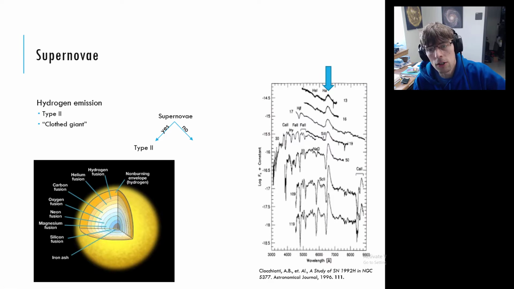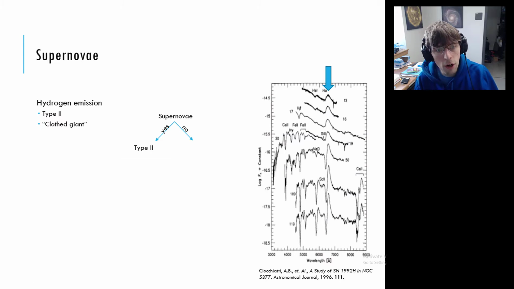Okay. Now you notice right here, I have the hydrogen alpha line marked, and you can see this emission. That means that hydrogen was present, that outer layer was still intact when the explosion occurred. So this would automatically be a type 2 supernova. Now I have a flow chart here. So if it has a hydrogen emission, yes, it's a type 2, otherwise no.